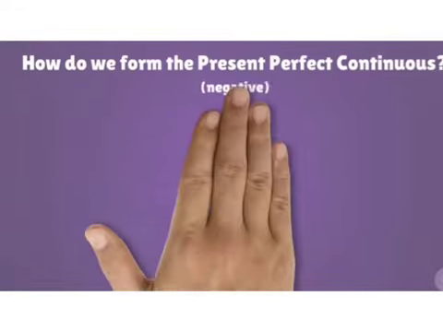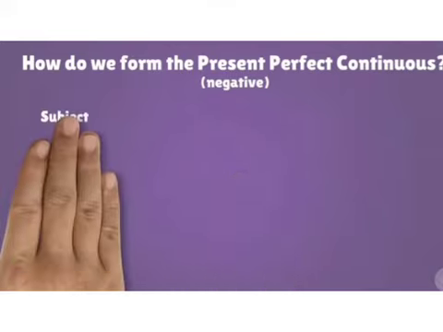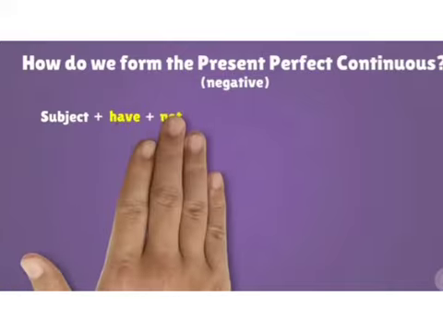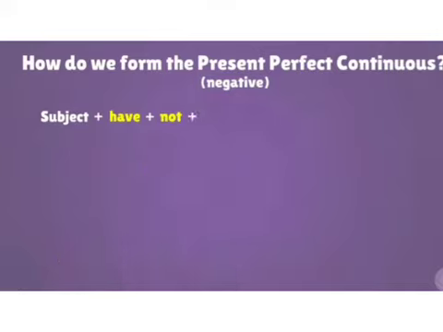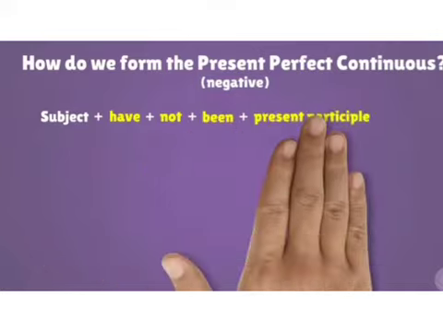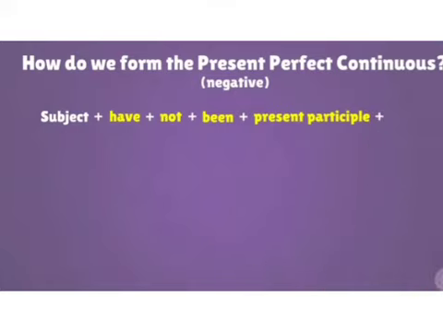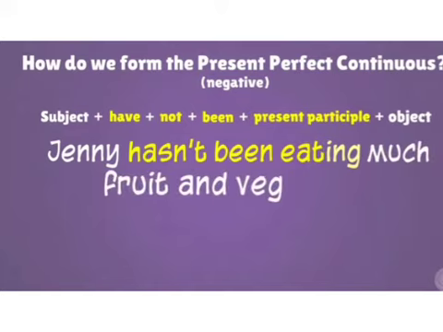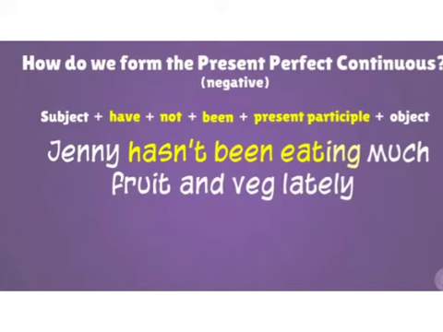How do we form the present perfect continuous negative sentence? Here we go with the formula. Subject plus have plus not plus been plus present participle plus object. Example, Jenny. Since Jenny is singular noun, we have used has. Jenny hasn't been eating much fruit and veg lately.